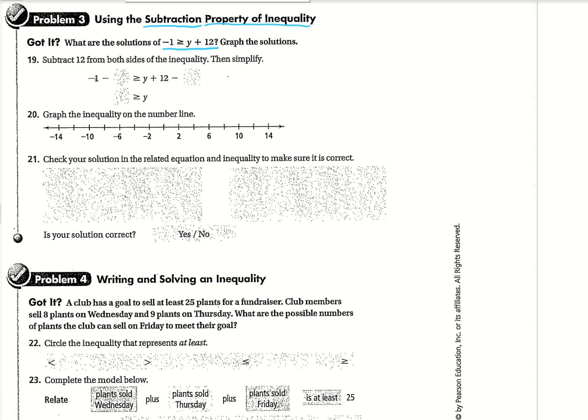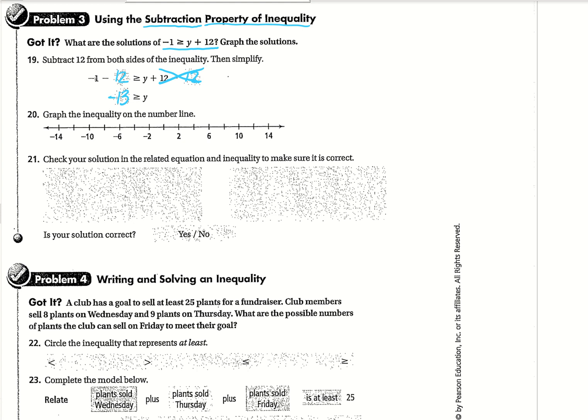So we're going to solve it again the same way we would solve an equation. We need to isolate the variable. So we need to isolate y as our variable here. So we will go ahead and subtract 12 from both sides. That'll make these two 12s cancel. And then -1 minus 12 is -13. So y is going to be less than or equal to -13.